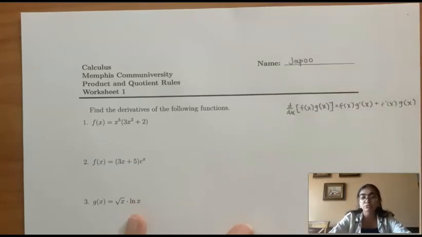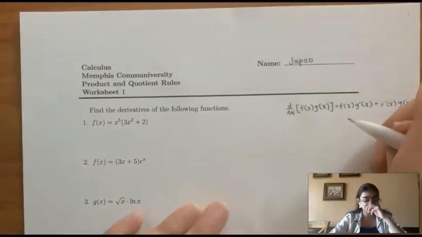As you can see, we keep one part the same, so we keep f of x the same in the first part of the sum, and we take the derivative of g of x, and then we take the derivative of f of x while keeping g of x the same.